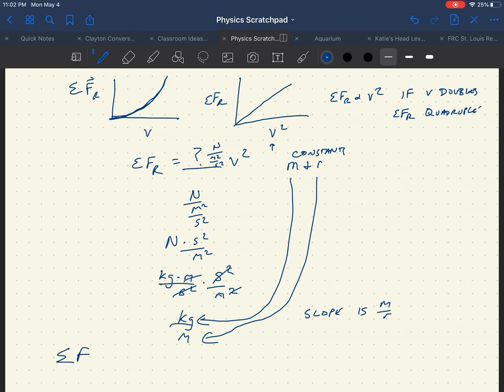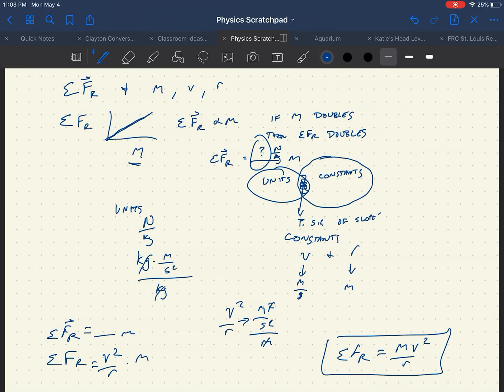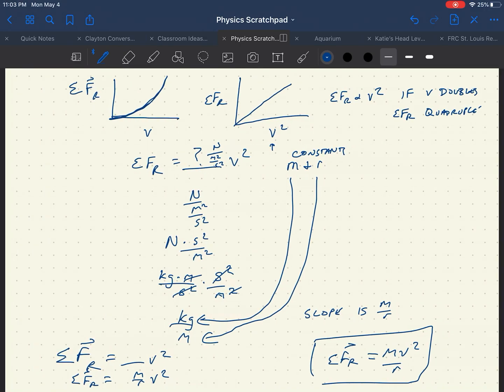And our general equation, net force radial equals something times speed squared, and that net force radial equals m over r times speed squared, or net force radial equals mv squared over r. Hey, look, that looks familiar. It's the same general equation that we got for the last experiment.